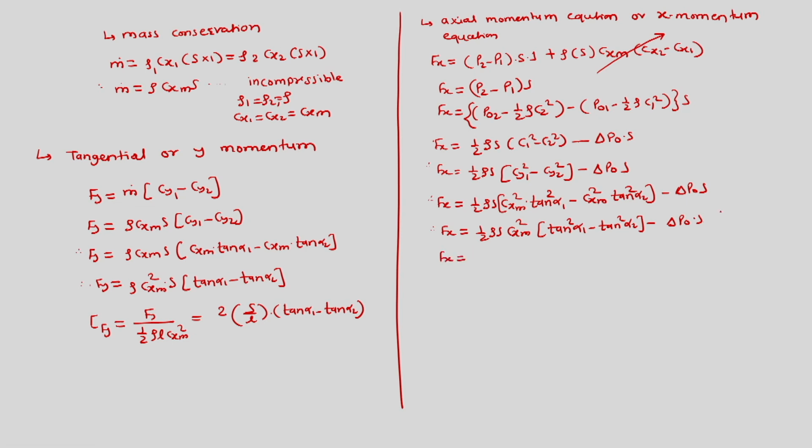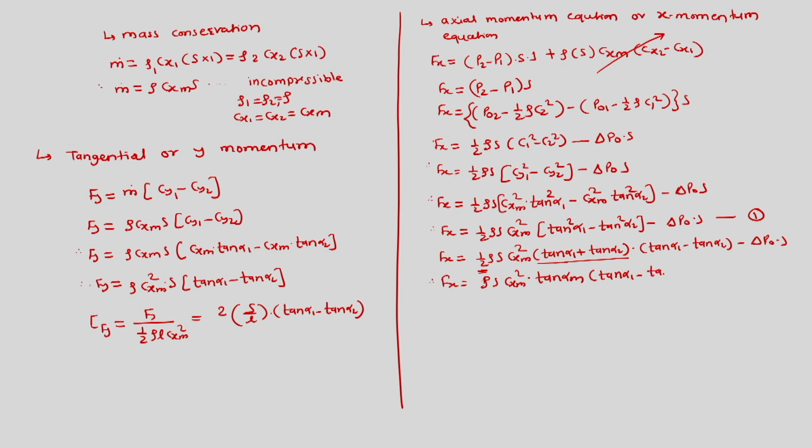Similarly, we can keep this equation 1 remembered, we can decompose the bracket and then write Cxm square half rho S into tan of alpha 1 plus tan of alpha 2 into tan of alpha 1 minus tan of alpha 2 minus delta P naught into S. So, Fx we can make this half and this bracket, and then we can have rho S Cxm square, and this will get replaced by tan alpha m, and then this will be tan alpha 1 minus tan alpha 2 minus S into delta P naught.